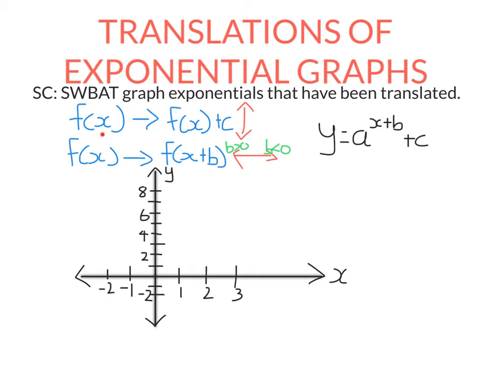So remember, if you replace f(x) with f(x) plus c, if you add a constant to the end, the constant moves the graph up and down. This one's nice because it goes the way you'd expect. It goes up if c is positive, down if c is negative.